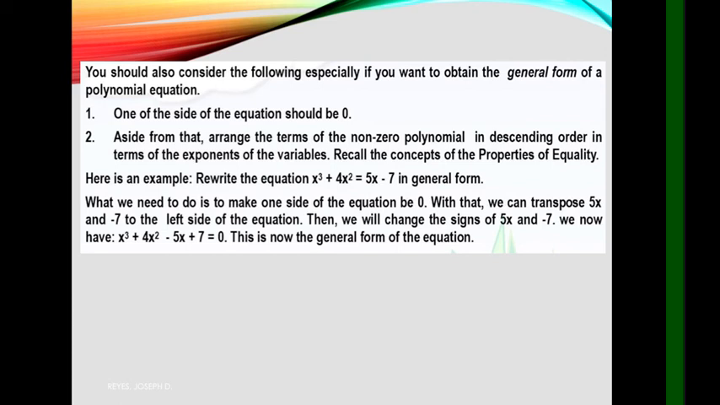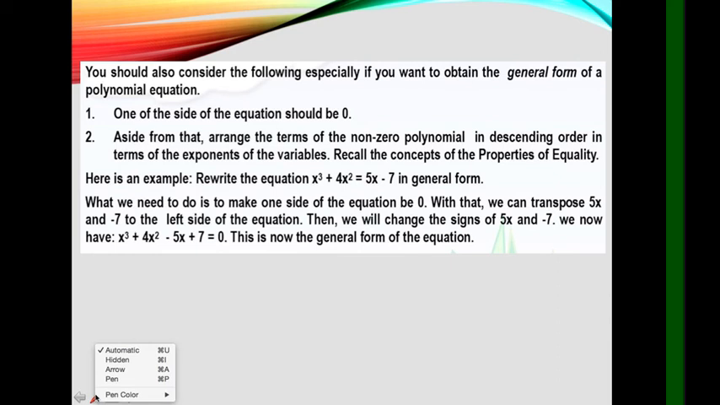What we need to do is to make one side of the equation be 0. With that, we can transpose 5x and negative 7 to the left side of the equation. Then, we will change the sign of 5x and negative 7. We now have x cubed plus 4x squared minus 5x plus 7 equals 0. This is now in the general form of the equation.